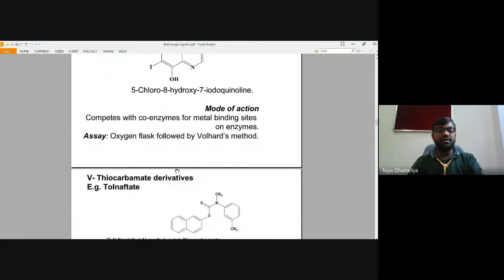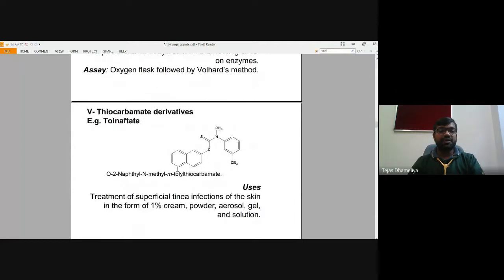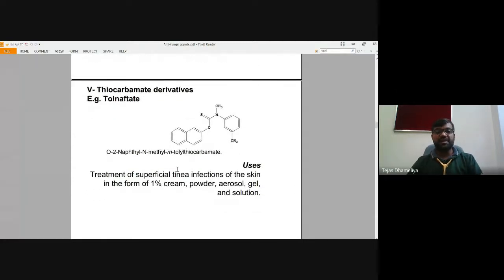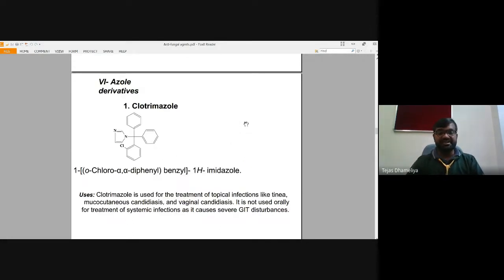Then it comes to thiocarbonates. Tolnaftate is a thiocarbamate derivative, having a thioester as well as a thioamide. That's why it is called a thiocarbamate derivative. There is an orthonaphthyl and metatolyl derivative, which is also possessing antifungal activity.